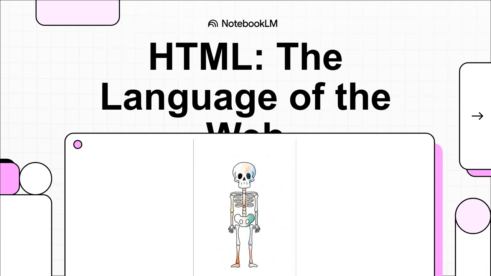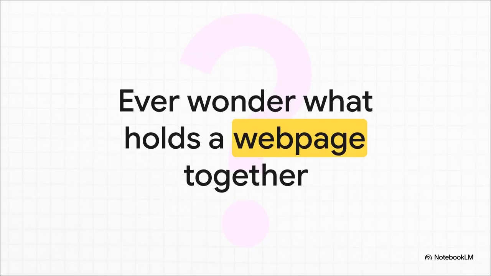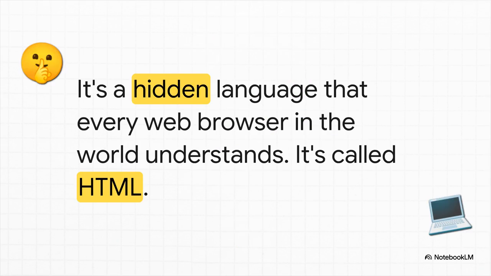Today, we are pulling back the curtain on the code that literally holds the entire internet together. Have you ever been scrolling through a website, maybe your favorite one, and just stopped and thought, what is actually holding all this stuff together? You've got the text, the pictures, the links. What's the invisible framework behind it all? Well, surprise, it's not magic. It's actually a hidden language, one that pretty much every web browser on the planet understands. And that language is called HTML.